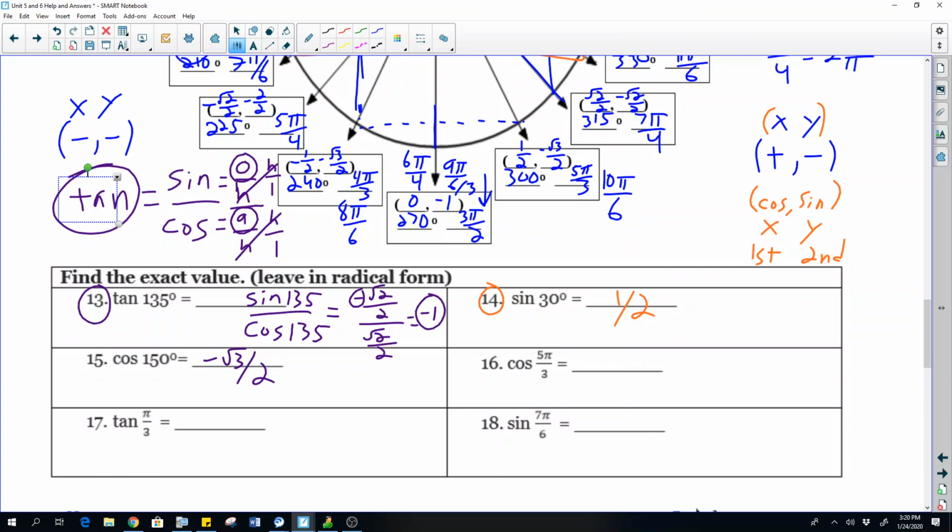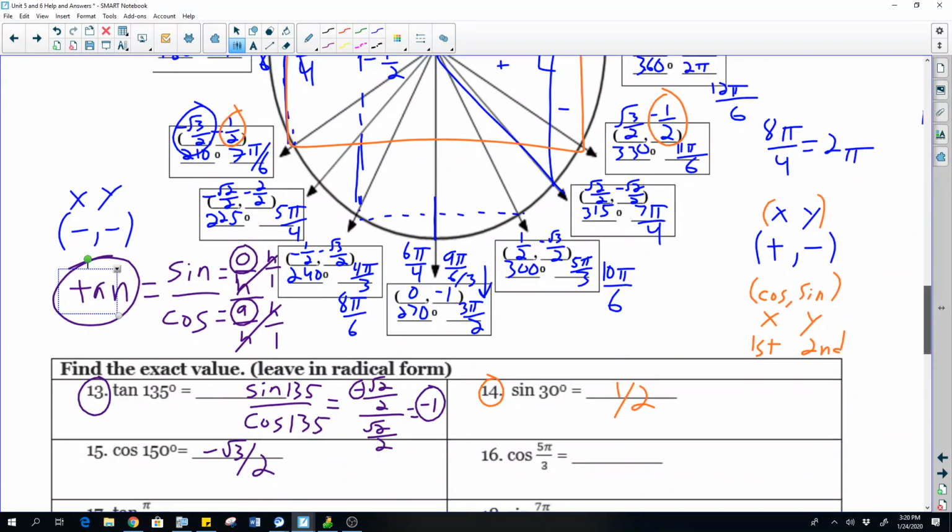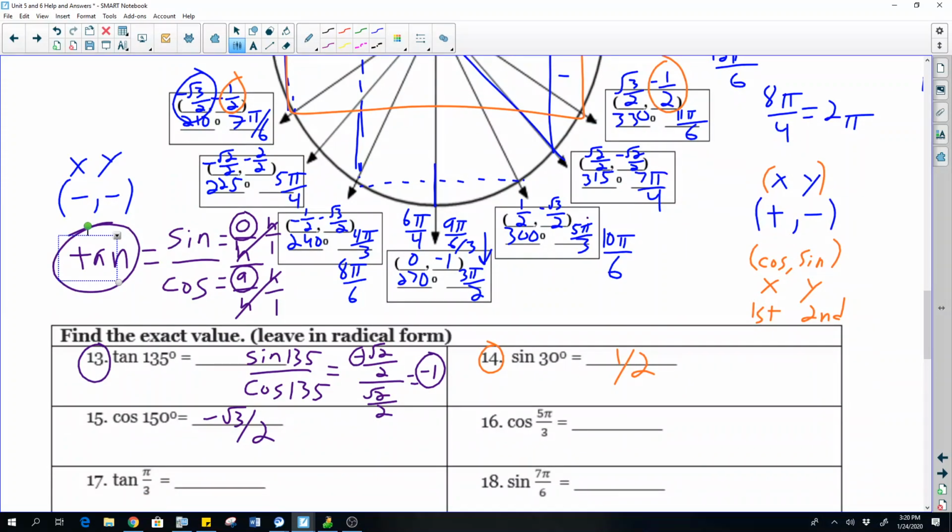Use the unit circle. Okay, so let's just do these quicker now. So cosine of 5 pi over 3. Can we find it? Oh, there it is. So here's 5 pi over 3 in radians.